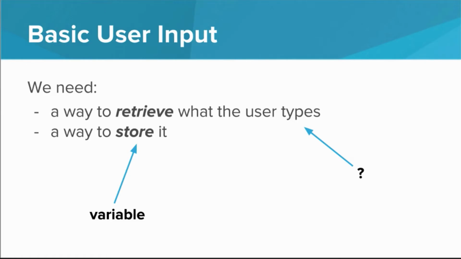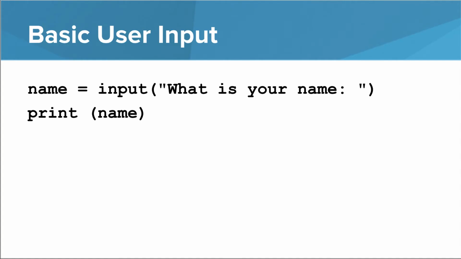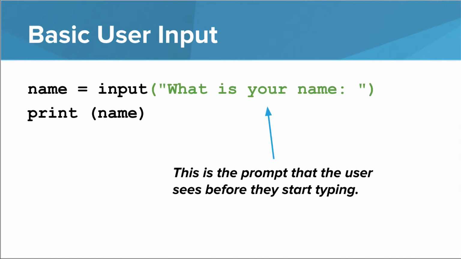We can with the input function. This is a function that prints a prompt and retrieves text from the user. Here's what it looks like, alongside a variable and a print statement. The function is called input, and it requires you to include a string in parentheses. This is the prompt that the user sees before they start typing.